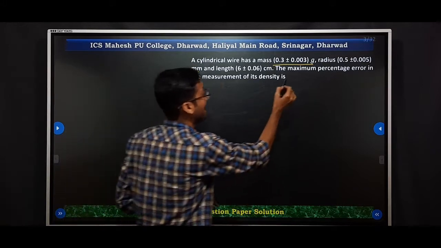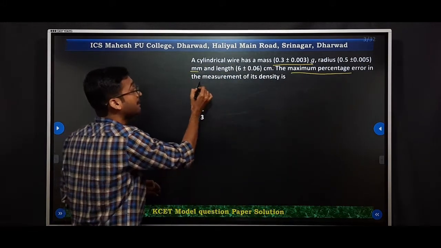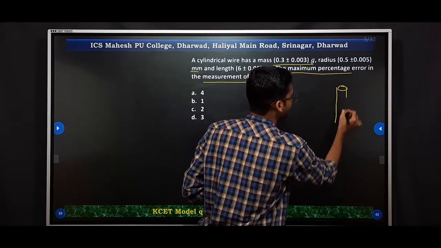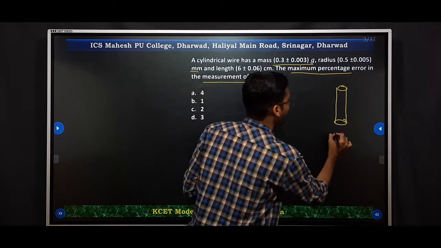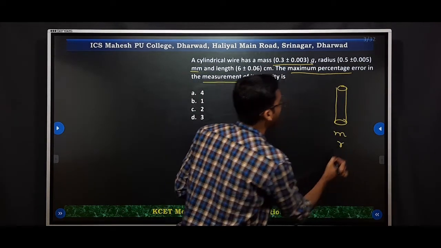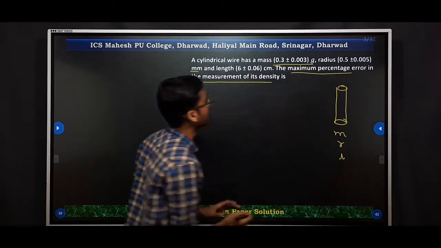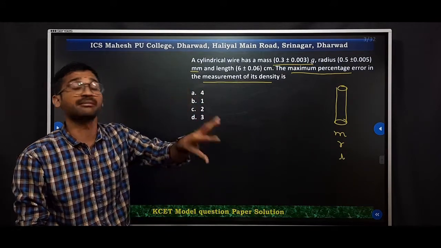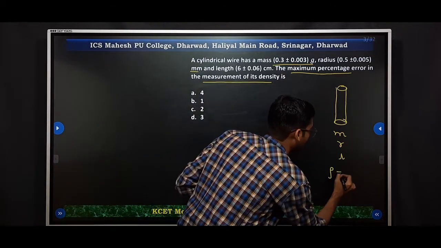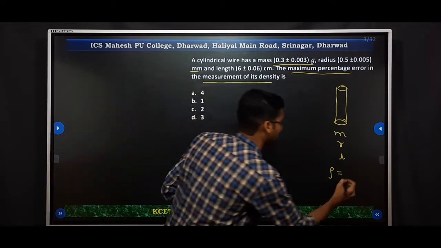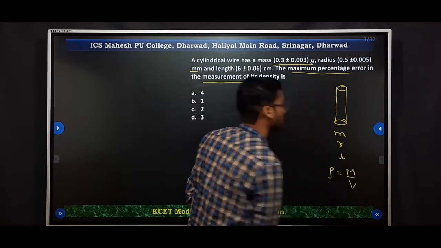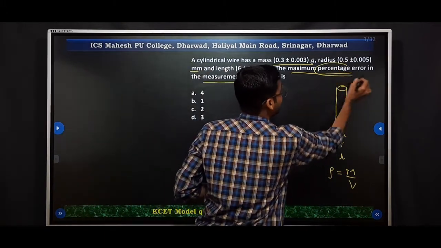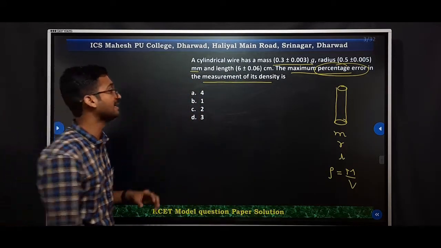If it is so, the maximum percentage error in the measurement of its density is asked. We are provided with one cylindrical wire. Its mass they have given, radius they have given, and the length they have mentioned. If it is so, they are asking what is the maximum percentage error in the measurement of its density. When they said density, we have a very standard formula. Density is equal to mass divided by volume. Therefore, by using this equation, we have to get the answer for the percentage error.